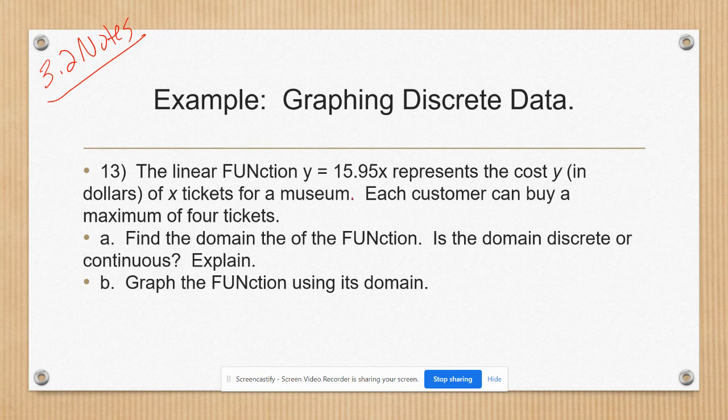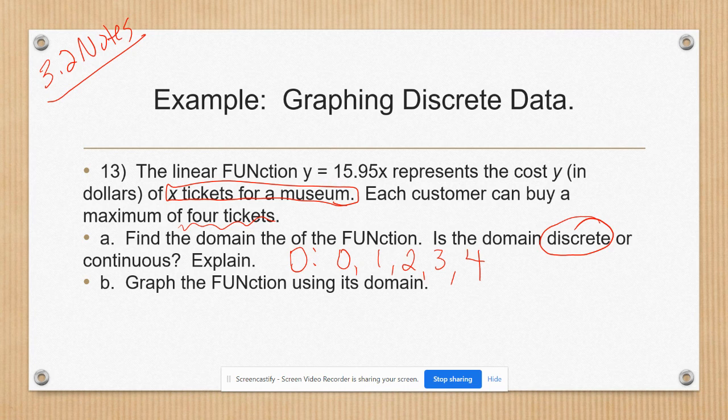So we have tickets for a museum. If we have tickets for a museum, you either have a ticket or you don't. You don't get a half a ticket or a third of a ticket or a fifth of a ticket. So that would make this discrete. Because each customer can have a maximum of 4 tickets, the domain is that you could have 0 tickets, 1 ticket, 2 tickets, 3 tickets, or 4 tickets. Those are our options.